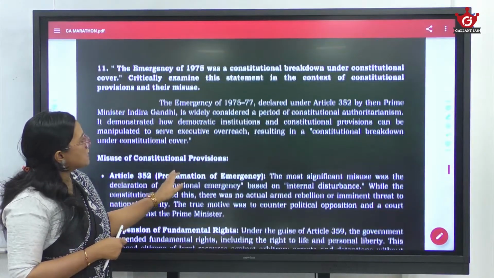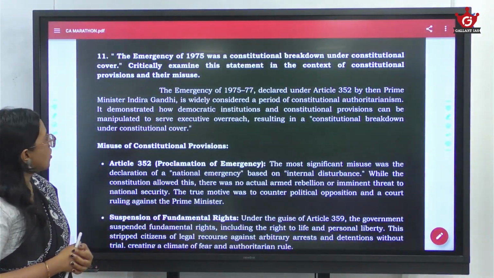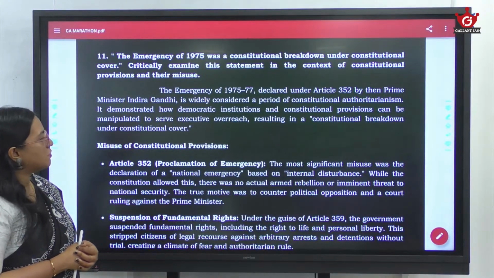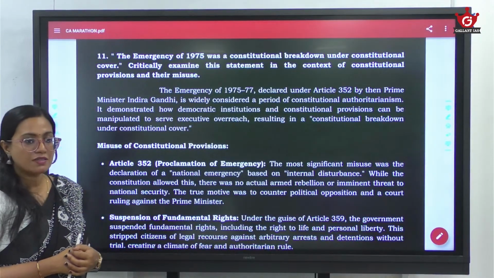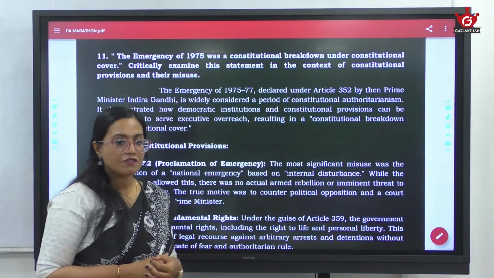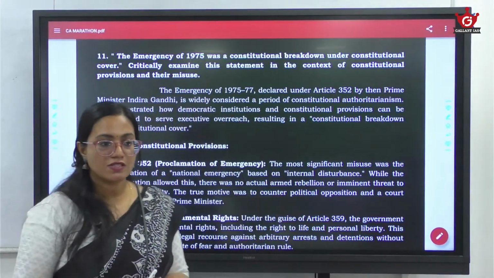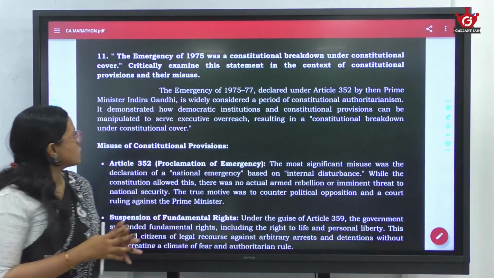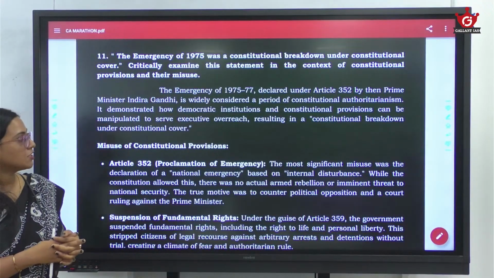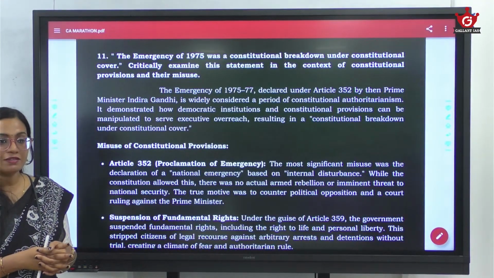The emergency of 1975 was a constitutional breakdown under constitutional cover. Critically examine the statement in the context of constitutional provisions and their misuse. 2025 is the 50 years of emergency. So this question also talks about examining the statement in the context of constitutional provisions and their misuse.